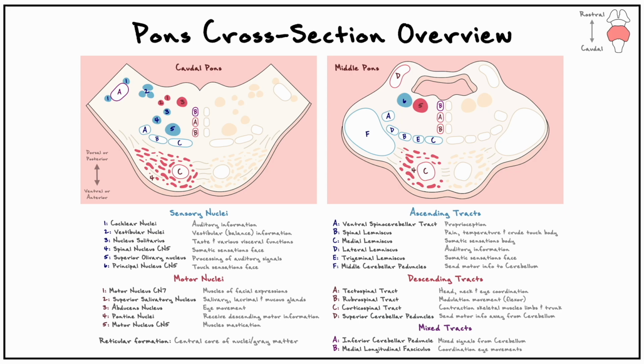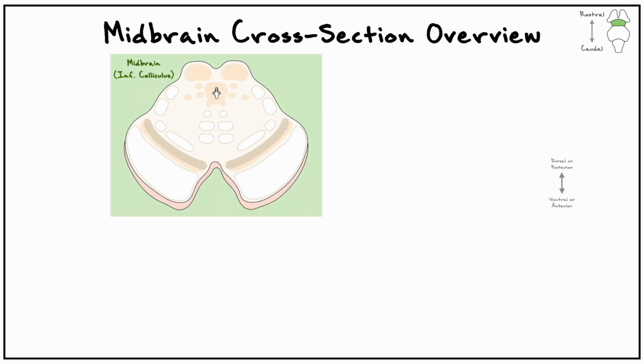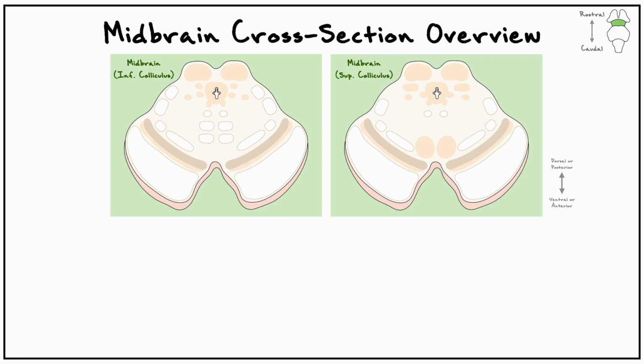Now, where it gets a bit more interesting is at the level of the midbrain. Here, we will consider two cross-sections, one at the level of the inferior colliculus and one more rostrally at the level of the superior colliculus. Before we get into the structures that compose the midbrain, there is one recurrent anatomical aspect that I want to point out. The midbrain is generally divided into three distinct sections. The most dorsal or posterior section is called the tectum, and it corresponds to the combined regions of the inferior and superior colliculi. The most ventral section is called the cerebral peduncles, and the region in between the tectum and the cerebral peduncles is called the tegmentum.